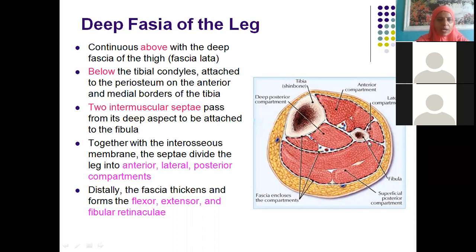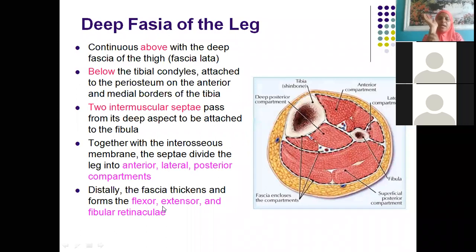So overall, how many compartments do we see, beta? They divide the leg into the anterior compartment, lateral compartment and posterior compartment. The same deep fascia of the thigh, which has extended from fascia lata, is now thickening to form certain intermuscular septae, and it is also thickening to form retinacula.